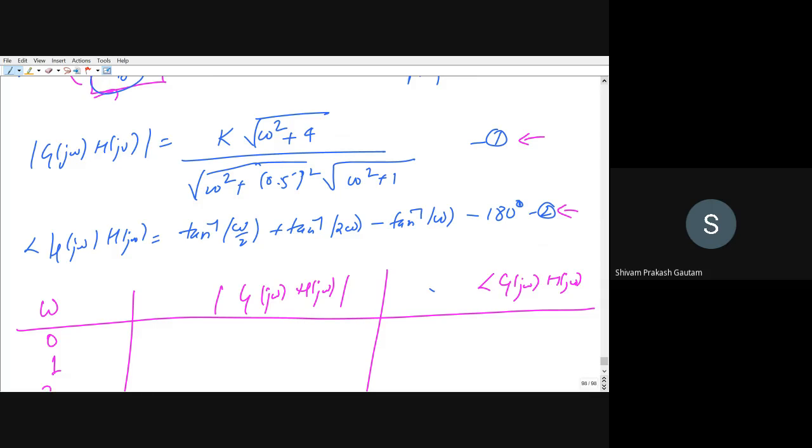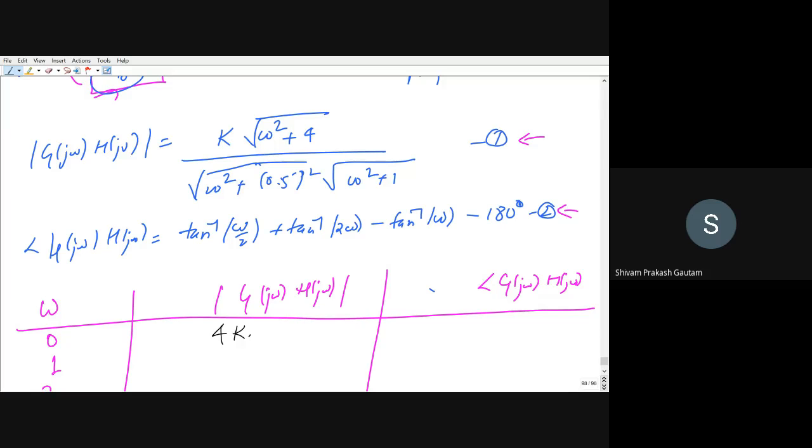Put omega is equal to 0 in equation 1 and tell me what will be the magnitude. 4K, correct, because if you put omega is equal to 0, it is having under root of 4, under root of 0.5 whole square, under root of 1. So under root of 0.5 square, that means 0.5, and in numerator we will get 2. So we will be getting 4K.